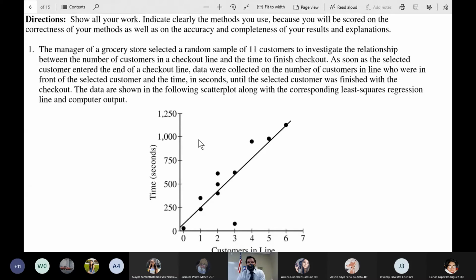We have a scatter plot here, and this is from a previous year's AP exam. It's a free response question. The manager of a grocery store selected a random sample of 11 customers to investigate the relationship between the number of customers in a checkout line and the time to finish checkout. As soon as the selected customer entered the end of the checkout line, data were collected on the number of customers in line in front of the selected customer and the time in seconds until the selected customer was finished with the checkout. The data are shown in the following scatter plot along with the corresponding least squares regression line and computer output.